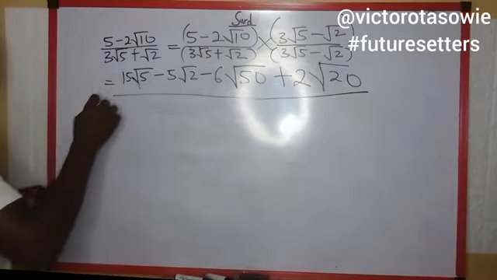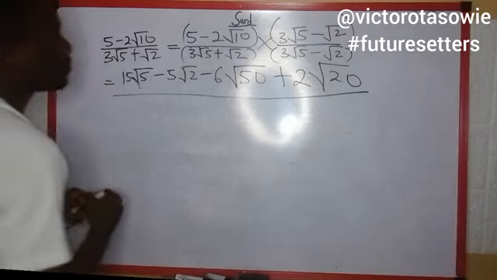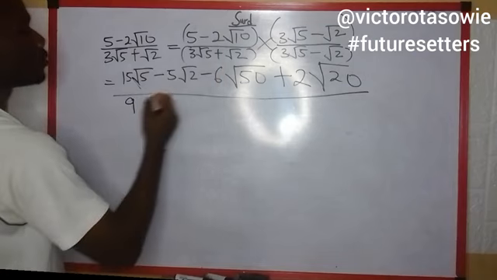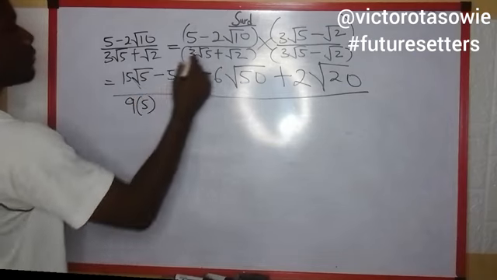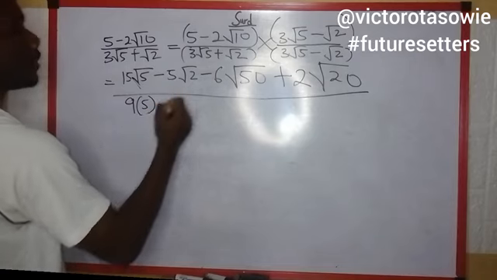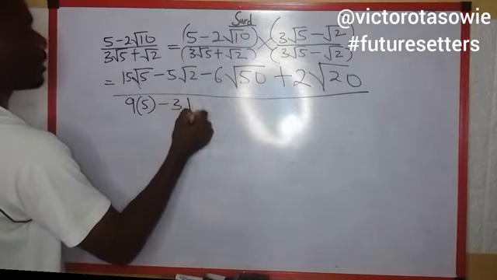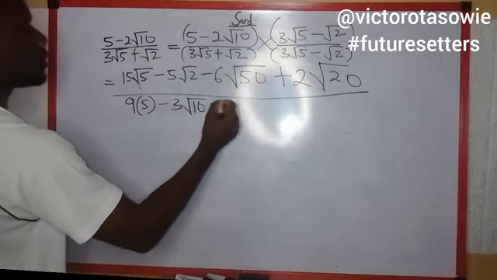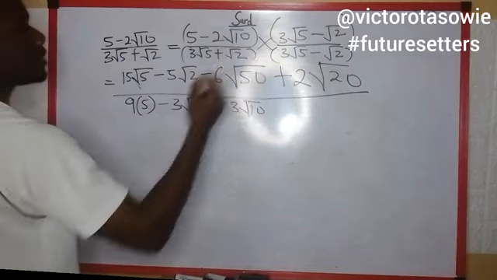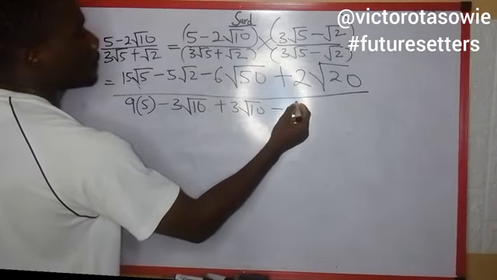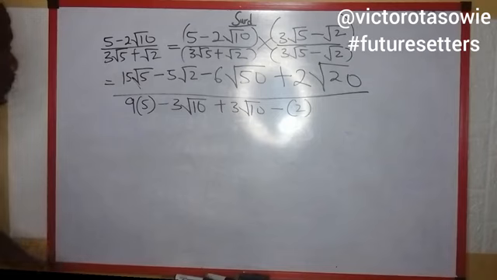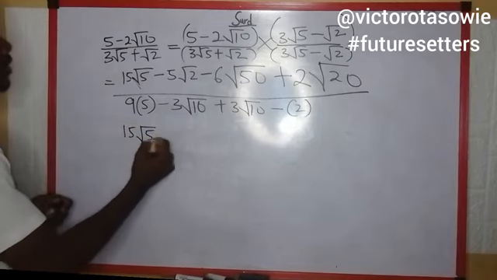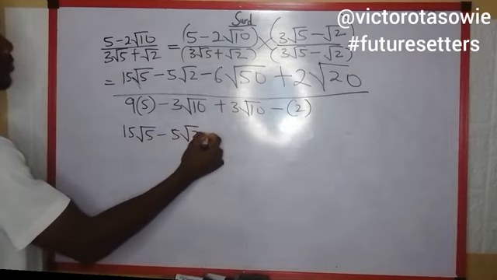Over. What we have down now, we are going to write down. 3 times 3 is 9. Root 5 times root 5 will give us 5. Then the next part, 3 minus 3. Then root 5 times root 2, which is root 10. Then remember, root 2 times root 2 will give you 2. So this will give you 15 root 5 minus 5 root 2 minus 6.